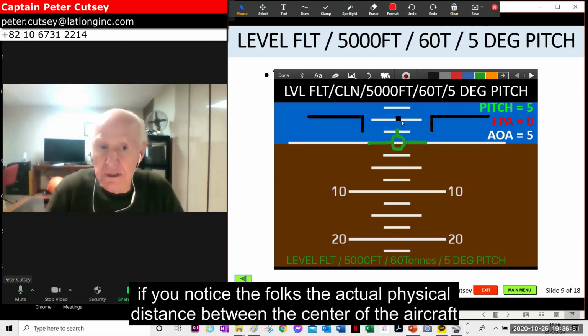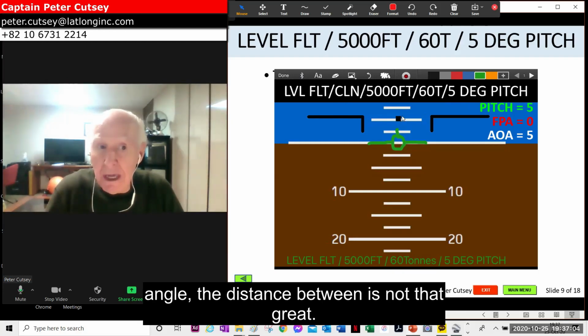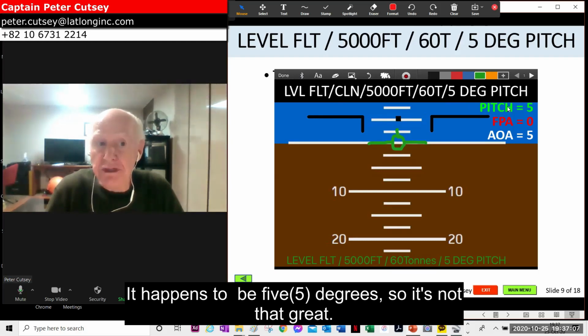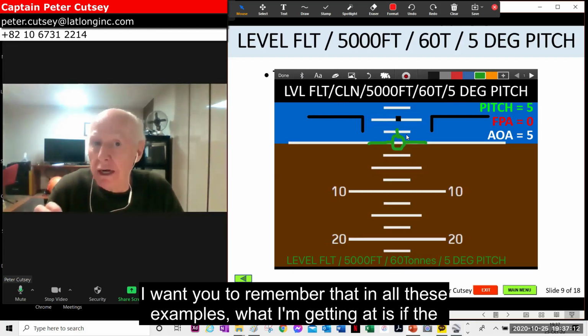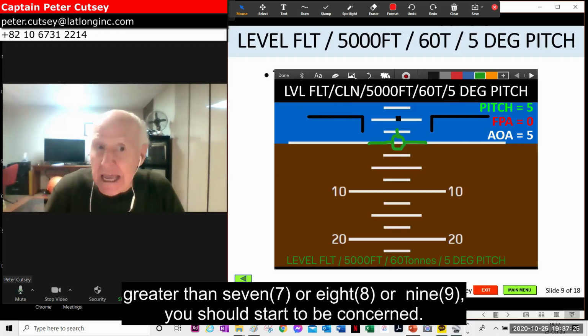And if you notice, folks, the actual physical distance between the center of the aircraft symbol and the flight path vector, representing your flight path angle, is not that great. It happens to be 5 degrees. So it's not that great. I want you to remember that in all these examples. What I'm getting at is if the difference between your pitch and your flight path angle is greater than 6 or greater than 7 or 8 or 9, you should start to be concerned.